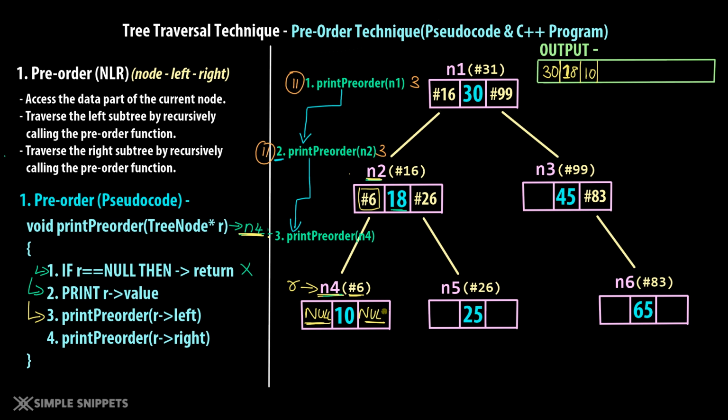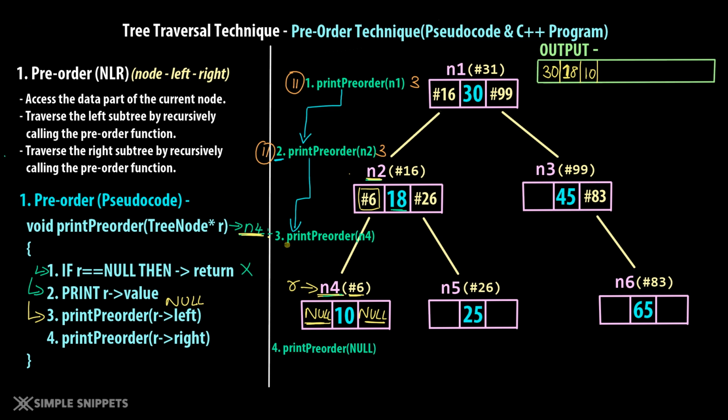Programmatically, they will have the value of null. All the children will have the value of null. Correct? So this time r of left is nothing but null. So we are passing null and we are giving one more recursive call to print preorder. So let's see that call.